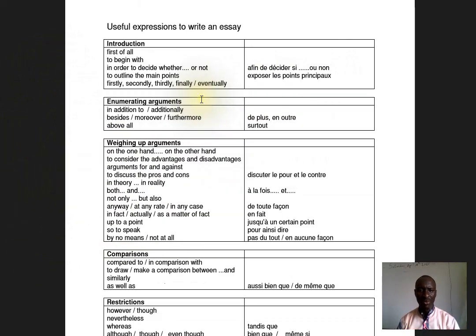In the second point, if you want to enumerate arguments, what can you say? You can say in addition to, additionally, besides, moreover, furthermore, or above all, which can mean in French de plus, en outre, surtout.